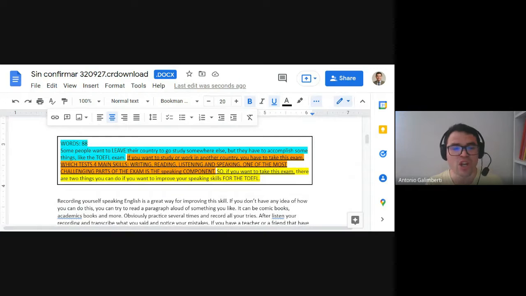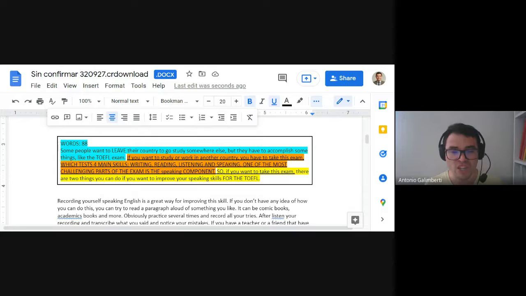This is a very nice introduction because it has a hook. Look at the hook. Some people want to leave their country to study, to go study somewhere else, but they have to accomplish some things like the TOEFL exam. If you want to study or work in another country, you have to take this exam, which tests four main skills: writing, reading, listening, and speaking. One of the most challenging parts of the exam is the speaking component. So if you want to take this exam, there are two things you can do if you want to improve your speaking skills for the TOEFL.